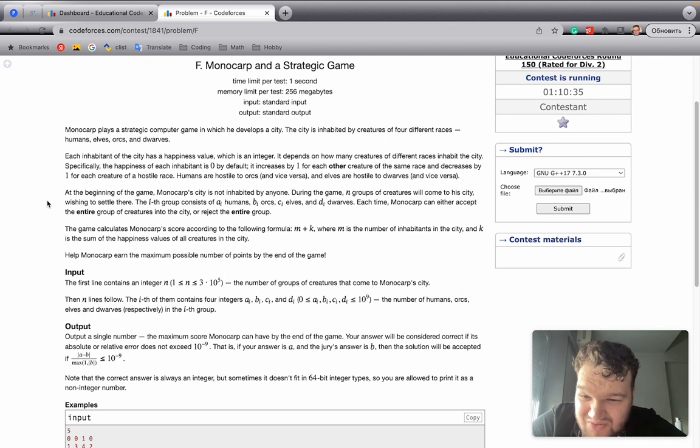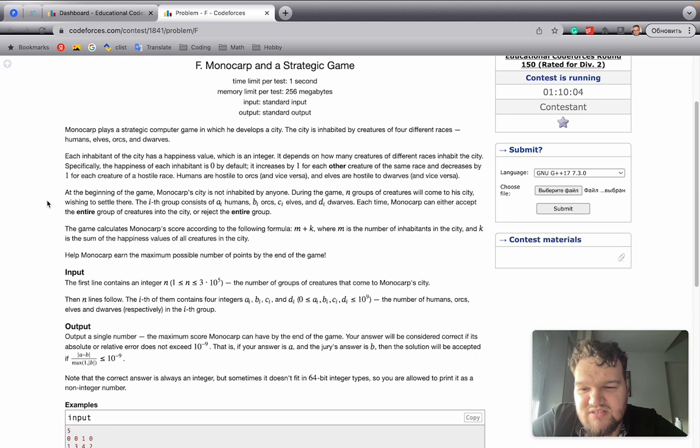Okay, I guess I need to read the statement till the end, but if the total happiness is just the sum of happiness, then it will be X minus Y squared. The town is not inhabited at the beginning. During the game, groups will come to the city. Okay, so we can accept the entire group or reject the entire group.